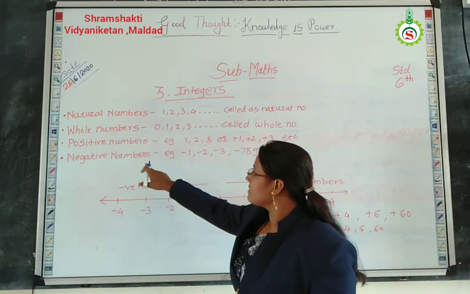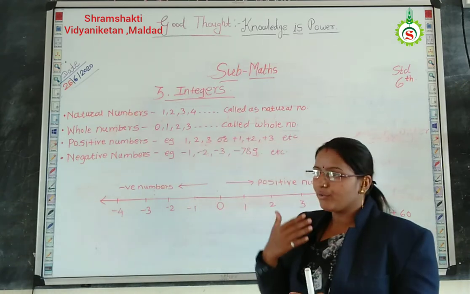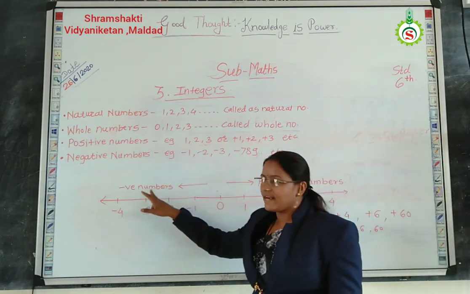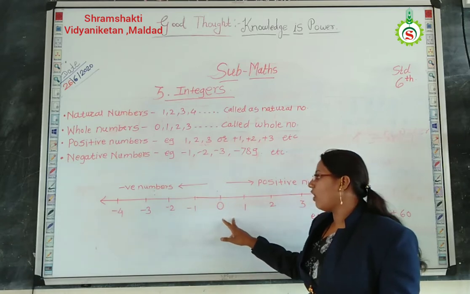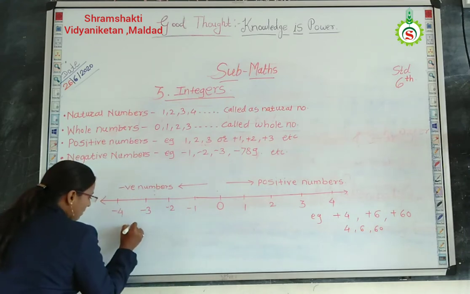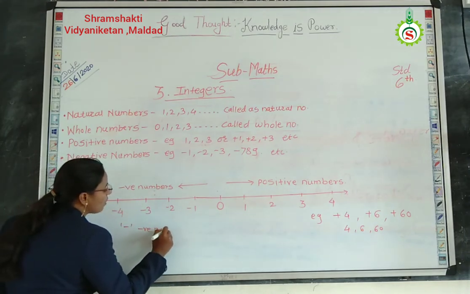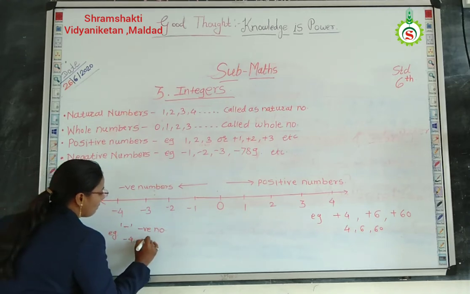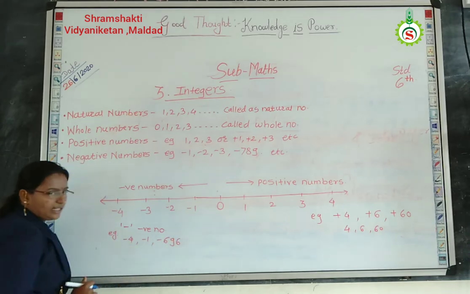Next one is negative number. So what is meant by negative number? Negative numbers are the numbers that are on the left hand side of 0 on the number line. We write a minus symbol before the negative number. Examples of negative numbers are minus 4, minus 1, minus 696 like this.